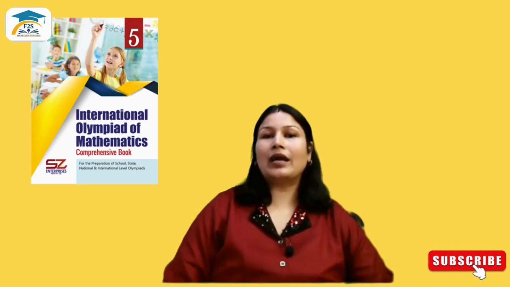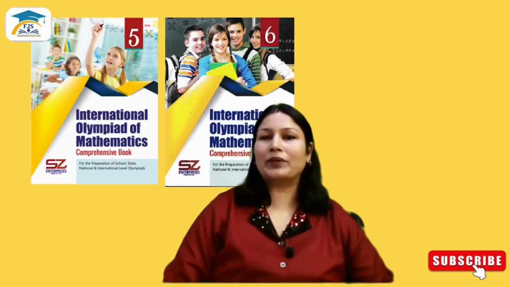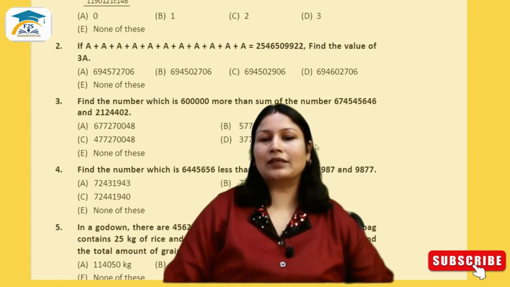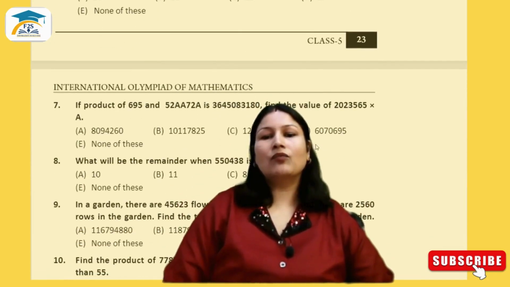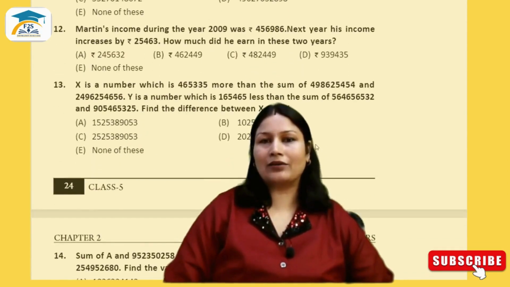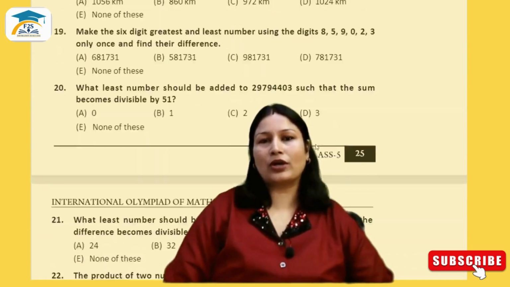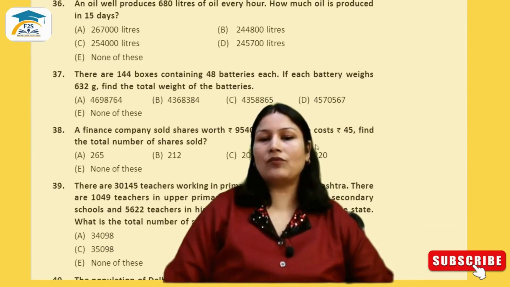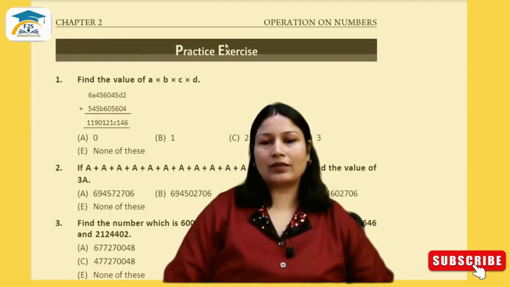We are going to start an Olympiad preparatory series for grade 5 to 7 for mathematics. We start with the preparation of Silver Zone Mathematics Olympiad, where I will teach you to solve the comprehensive book of Silver Zone. In this book, every chapter contains 40 questions, which I have divided in three-part videos of 14, 14, and 12. You will get two videos every week for your respective class.